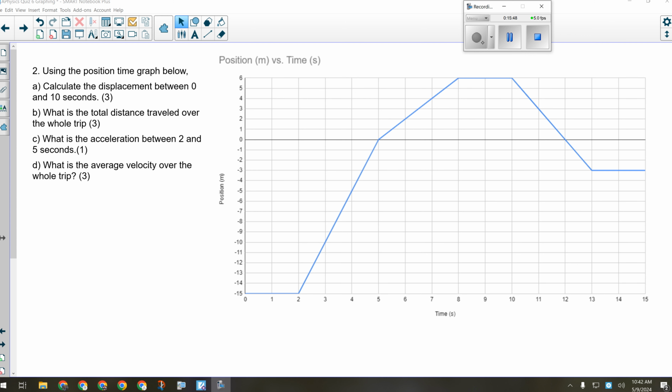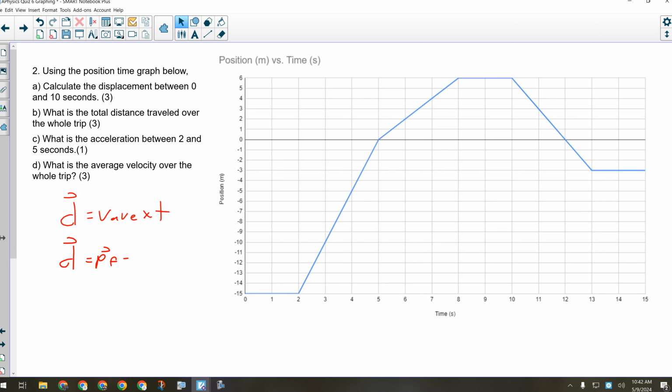Okay, so calculate the displacement between 0 and 10 seconds. I can calculate displacement by average velocity times time, or with final position minus initial position. Which would be most appropriate here? Yeah, the second one, final minus initial. That's what's on the graph. I can read position directly off the graph. I don't know what the velocity is because there's a bunch of different velocities on this graph, so that one's out. I can't use that one.